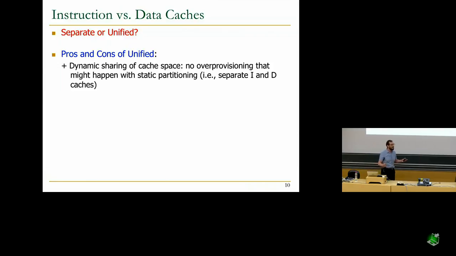Now, unified may be good because this enables dynamic sharing of cache space. Meaning, if you have separate instruction and data caches, let's assume that you have a 64 kilobyte instruction and 64 kilobyte data cache. And let's assume that the program doesn't work on a lot of instructions. The instruction working set size, the amount of instruction footprint that you touch in the entire program, is 1 kilobyte. So you have 1 kilobyte of instructions, and you have a 64 kilobyte instruction cache that you've designed. This is an over-design, right?